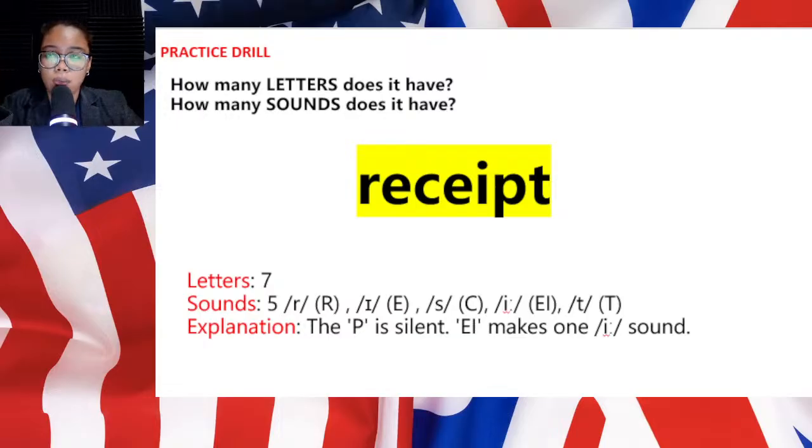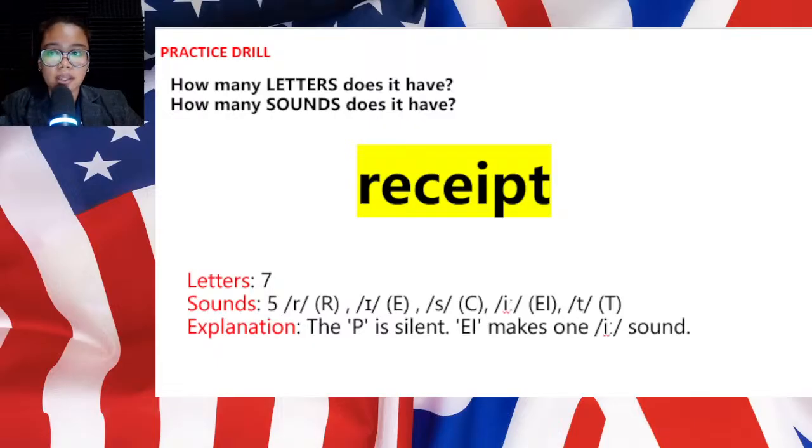First, what was mentioned: more letters than sounds. It perfectly demonstrates that many English words have more letters than the sounds we actually hear. Seven letters versus five sounds. Two, silent letters. The silent P is a prime example of a letter that is written but not pronounced. So recognizing these helps your pronunciation sound much more natural.